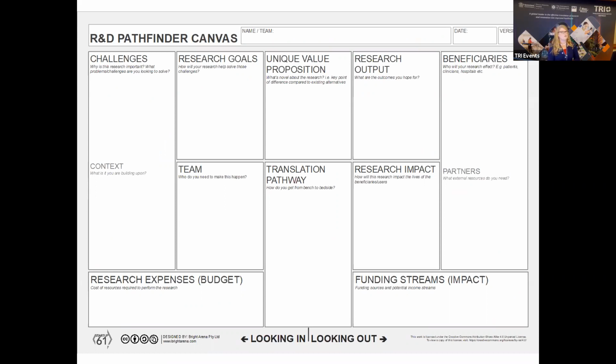What's your research output? What, if you were to describe it to a person in one line, what does that look like? Who actually are the beneficiaries? You may think you know who's going to benefit from it, but actually, have you asked them? Have you asked the consumers whether they will take the medicine? Do they think it will change their life? And will the clinicians actually prescribe it to them in the first place?